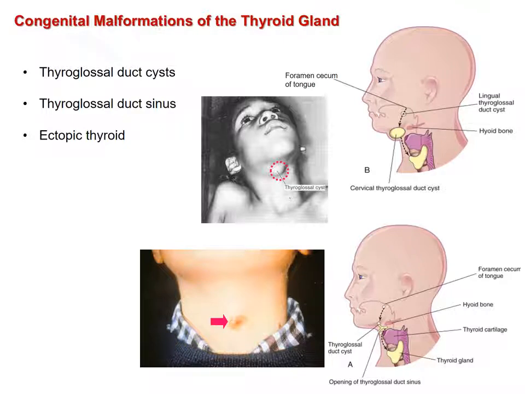Thyroglossal duct sinuses, as indicated by the magenta arrow in the lower photo, may open in the midline of the neck anterior to the thyroid cartilage as a consequence of perforation of the skin following an infection of a cyst, in which case mucous fluid is expressed onto the skin surface.